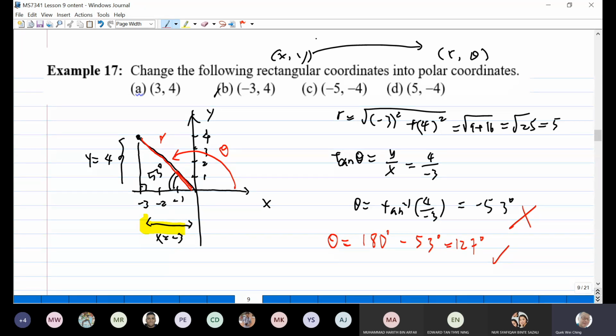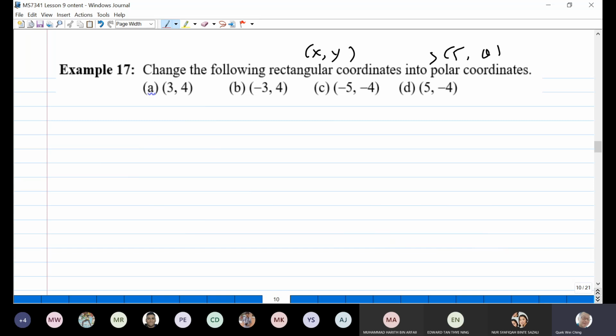Okay. Now, let's look at example 17, part C. How to answer the question, right? Minus 5, minus 4. Okay, I move on to part C now. Minus 5, minus 4. Okay, this is x and y is minus 5, minus 4.